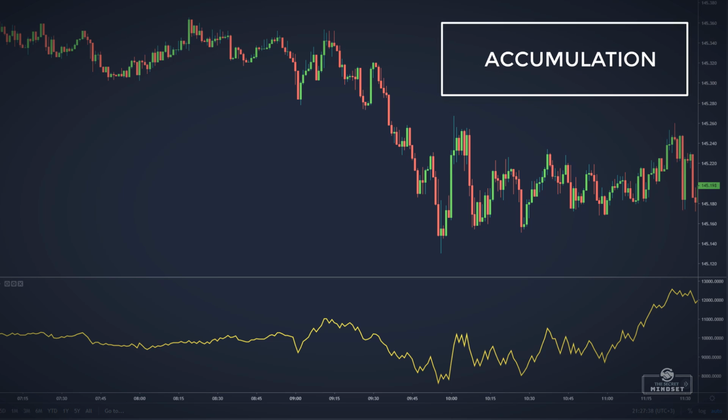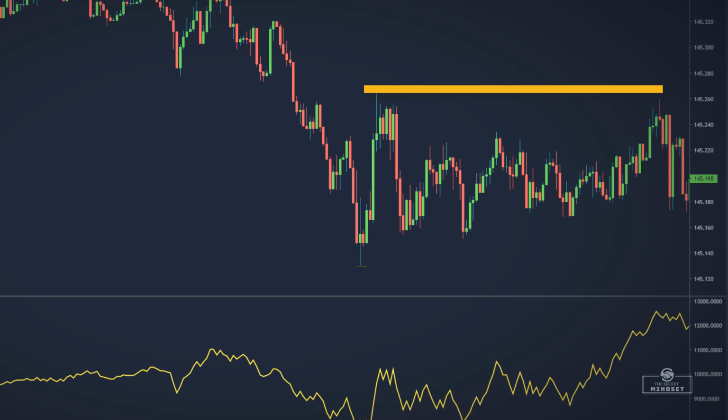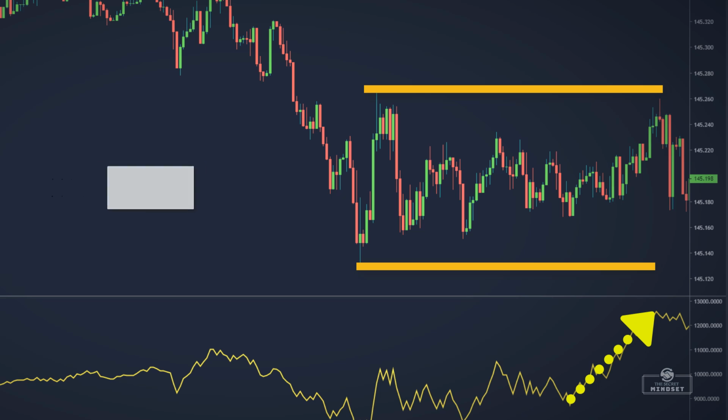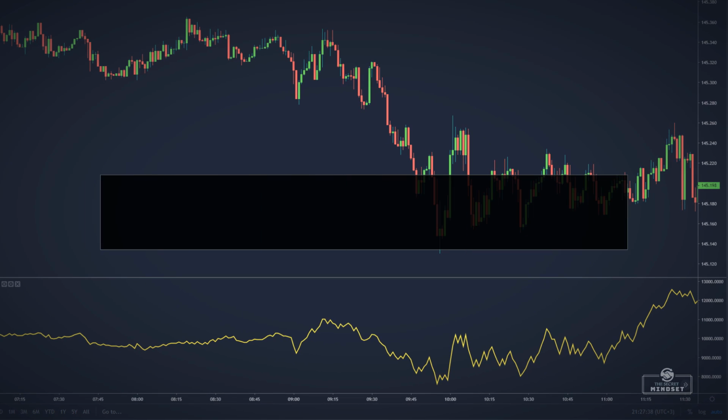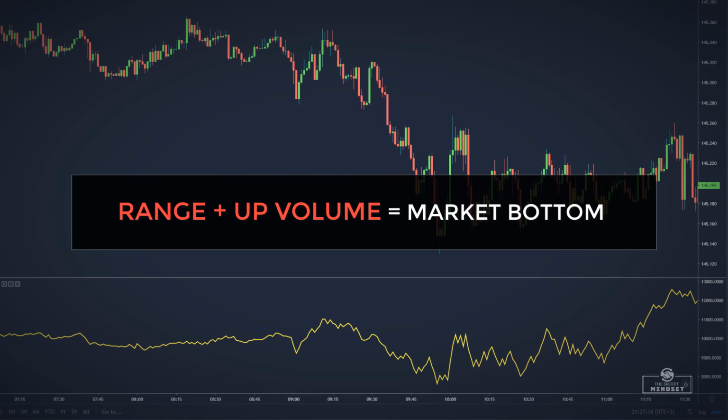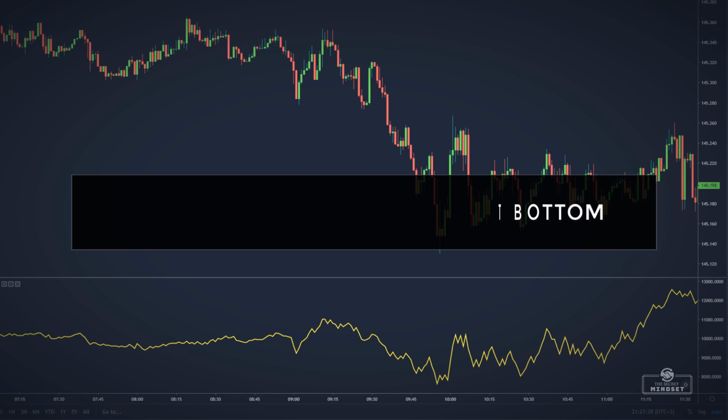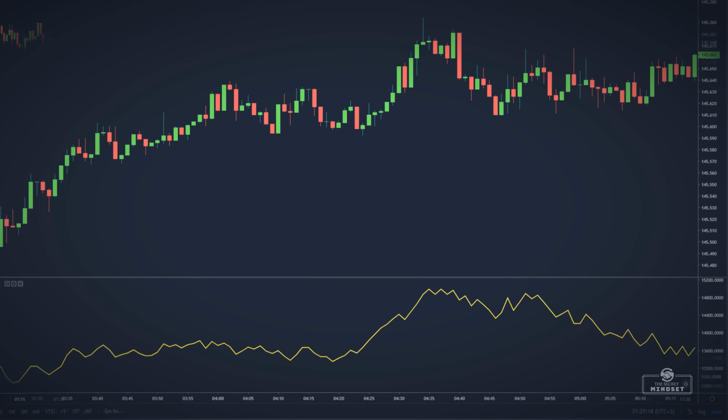The accumulation phase is basically a stage of consolidation. There is no clear trend, and traders and institutions are slowly accumulating shares, but the market has not made a breakout yet, as in this example. You'll see this kind of price action and volume during a market bottom.